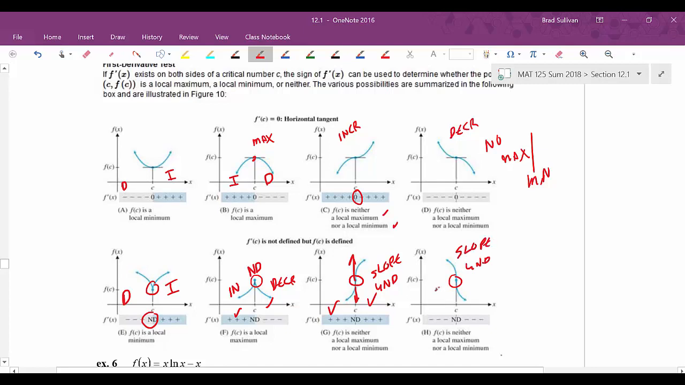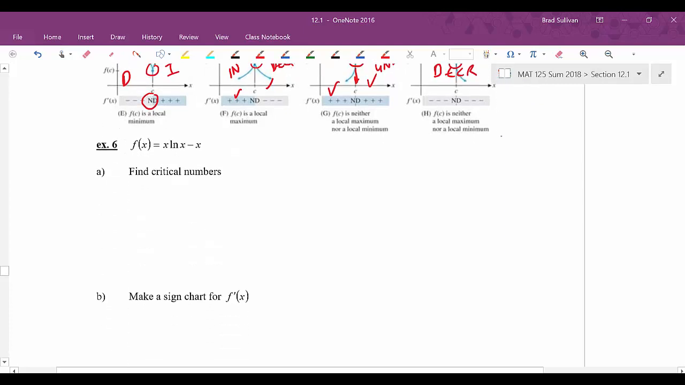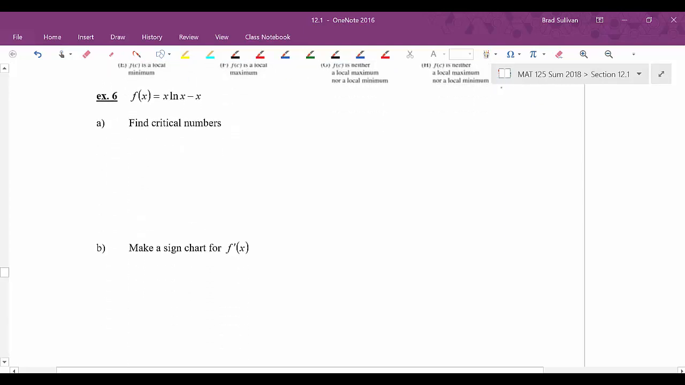The slope is undefined, and then you're decreasing throughout that whole interval. So you want to look over those 8 cases and make sure you understand that. Make sure that when your sign chart comes up this way, you would know what the graph looks like. Okay, so let's do a different type of function now.